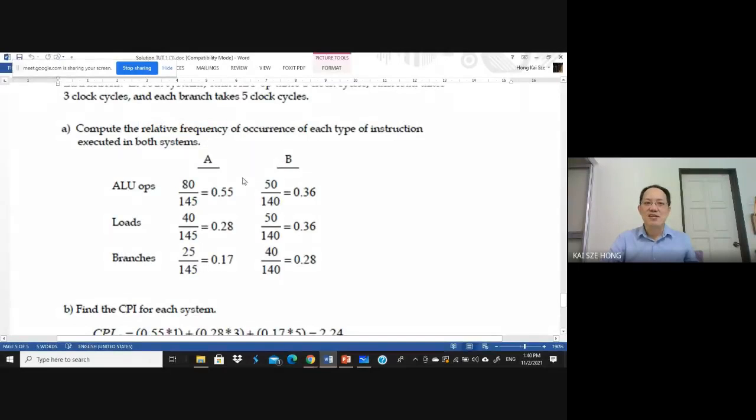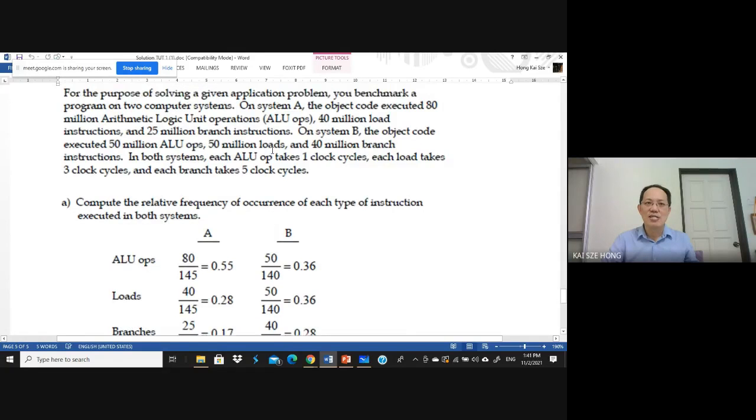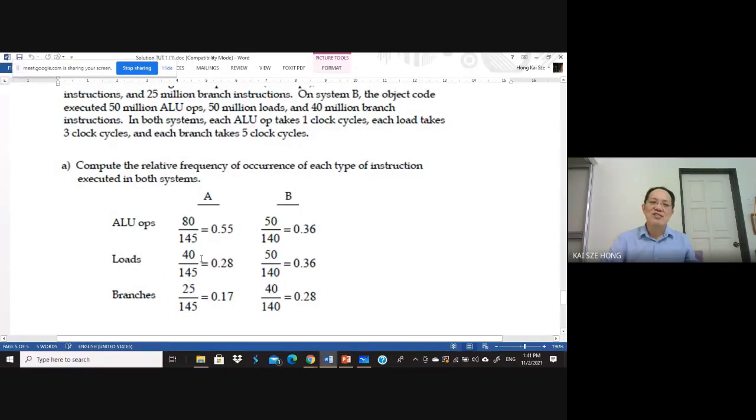So you can see here we have A and B. For the first one, we have a total of 80, 40, 25 million, so it's 145. On system B, we have 50, 50, 40, so it will be 140. That's why you have the denominator as 145 here, and 140 here. So the relative frequency for ALU will be 80 divided by 145, and here 50 divided by 140. The next one, for the load, 40 divided by 145, and for B, the load is 50 divided by 140. And we calculate the branch as well.